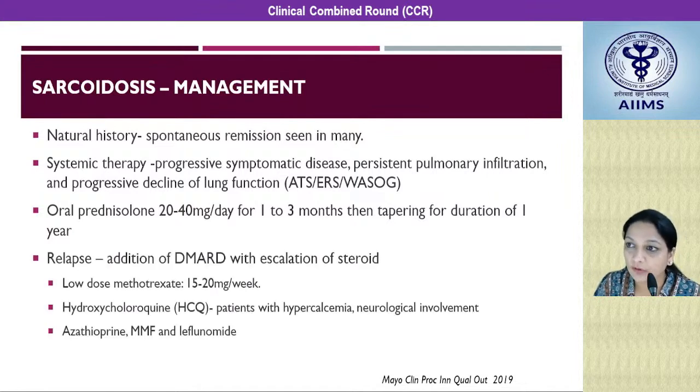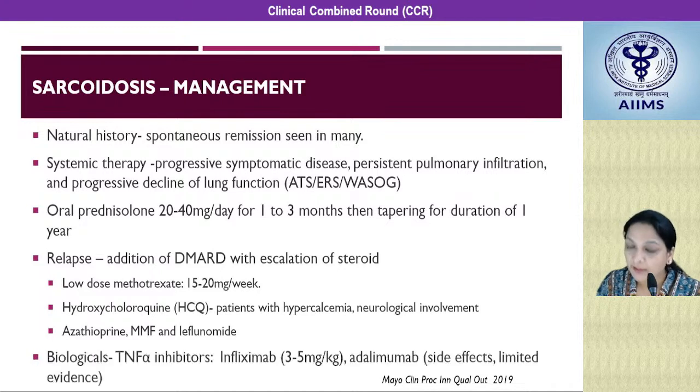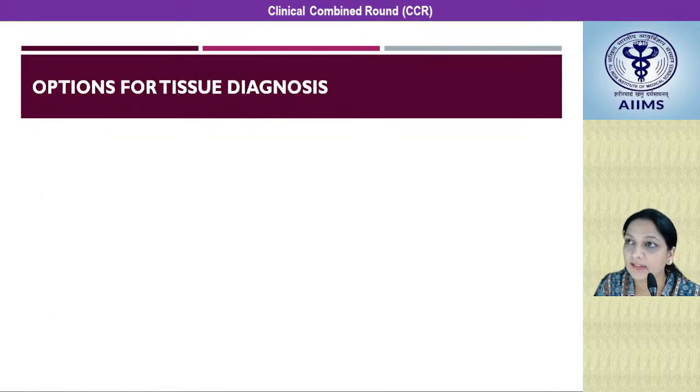If there is relapse or non-response to therapy, then low-dose methotrexate, hydroxychloroquine, azathioprine, these disease-modifying agents can be added. People have also tried biologicals like infliximab. However, they are associated with significant side effects and the evidence is limited.